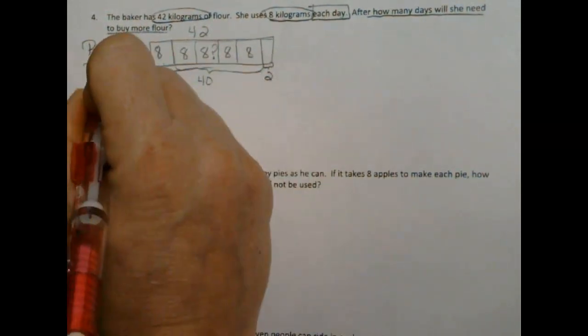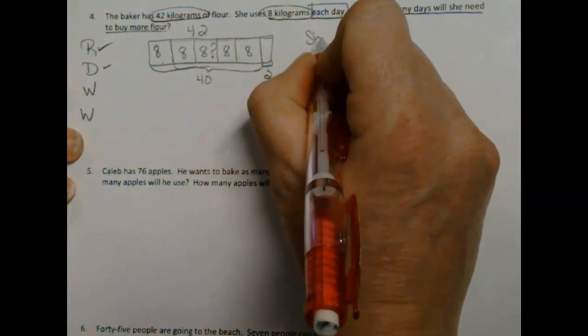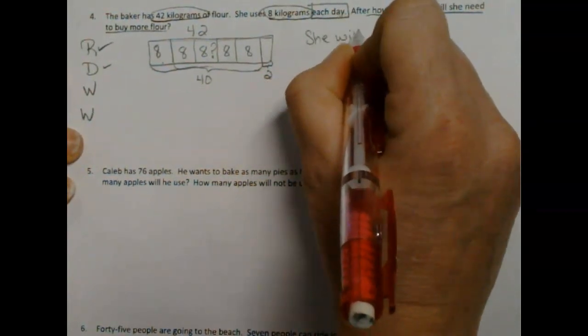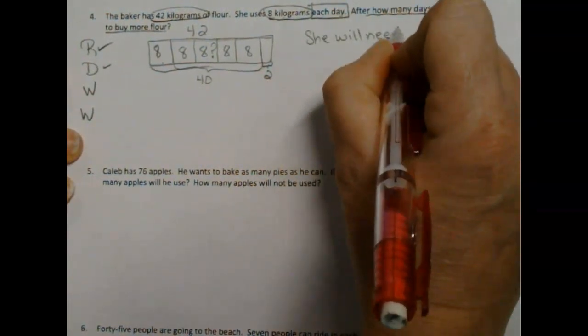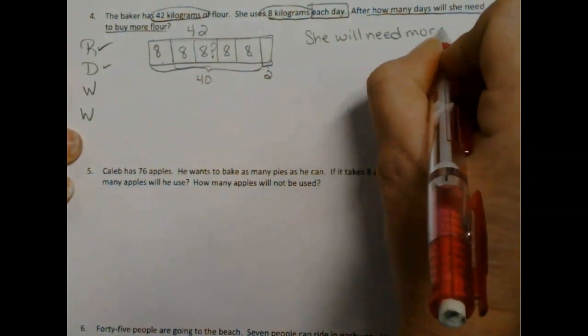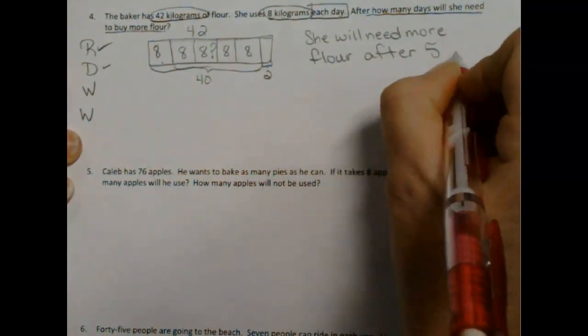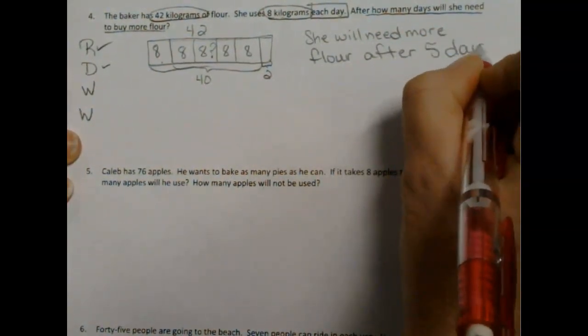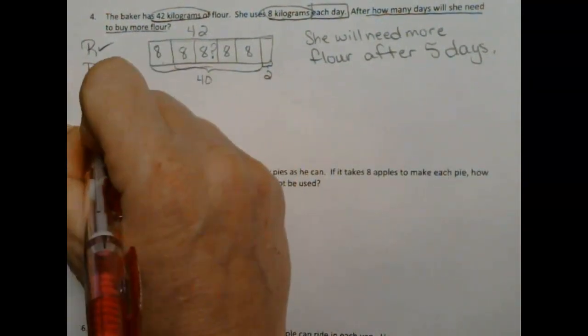So I've drawn my picture. She will need more flour after 5 days. Oh, wait a minute. I got it backwards. I went ahead and wrote my statement before I wrote my number sentence.